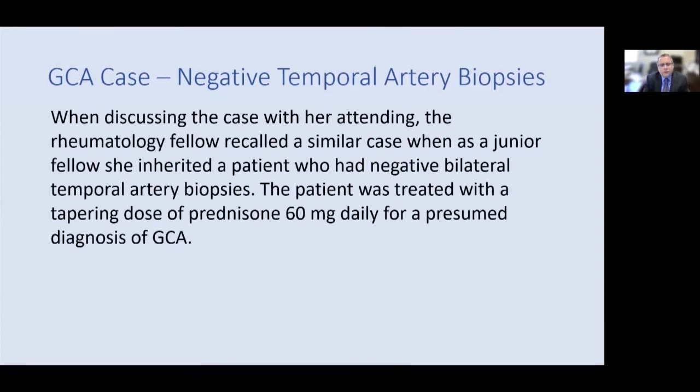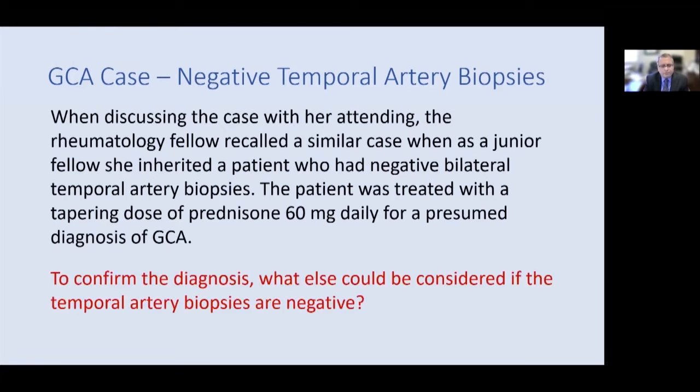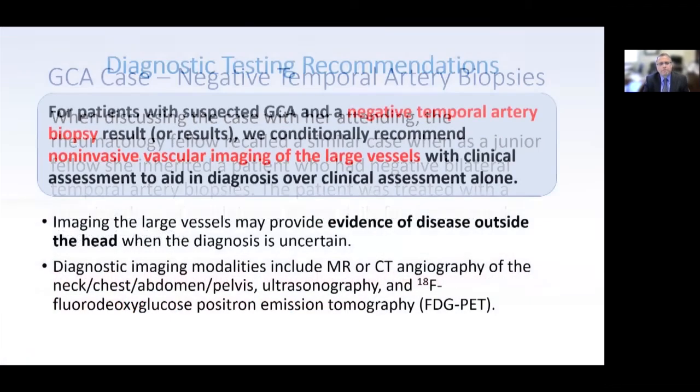So the fellow was telling the staff physician that she recalled the patient that had symptoms and such, and they did bilateral temporal biopsies, but the biopsies were negative. Yet the symptoms and the presentation were so convincing that the patient was started on prednisone 60 milligrams daily. So are we done again in this case? Do we need to do anything else for this patient? Especially if the temporal artery biopsies are negative. How else can we make the diagnosis?